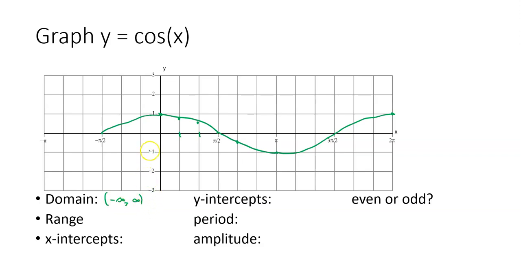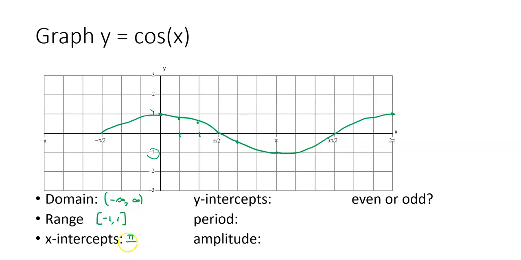You notice that the lowest possible value is -1, highest possible value is 1. So the range goes from -1 to 1. Now, where does this thing cross the axis? It crosses at negative pi over 2, pi over 2, 3 pi over 2. In other words, pi over 2 plus pi.